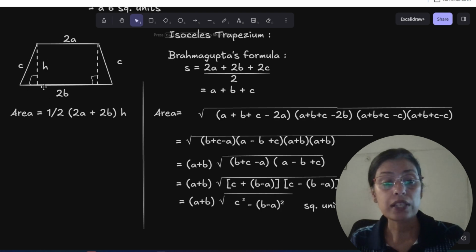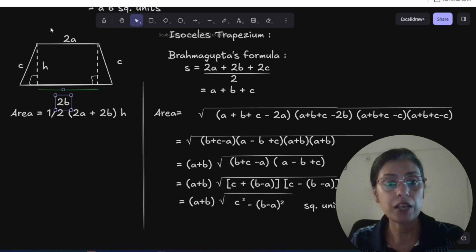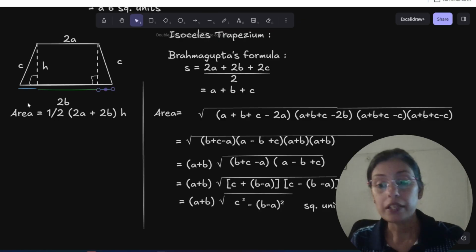Now this is an isosceles trapezium. So what this means is, if we draw these two perpendiculars, then this length is equal to 2a, same as this, right? Because this is forming a rectangle. What about the other two, this and this? These two are equal in length.